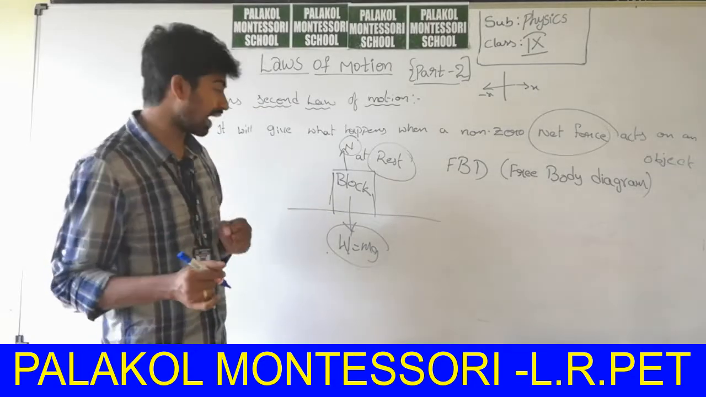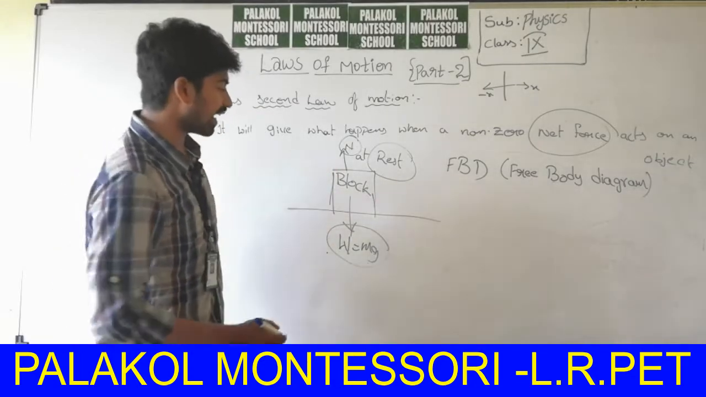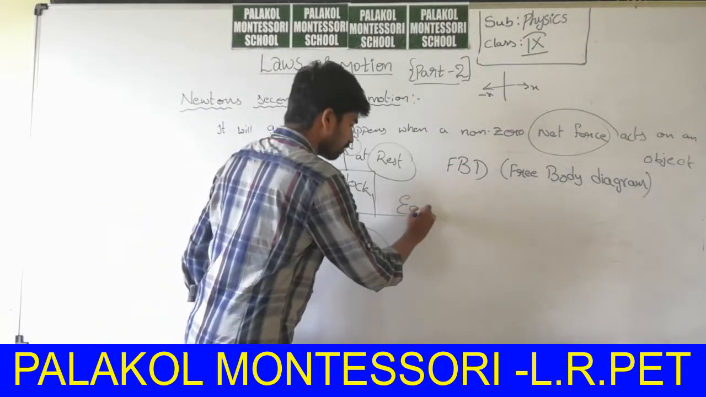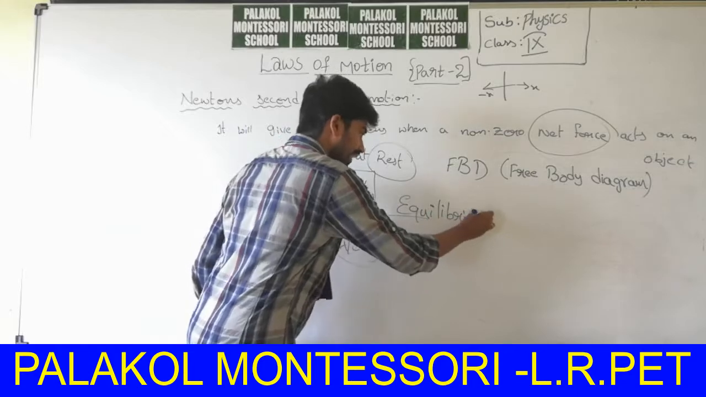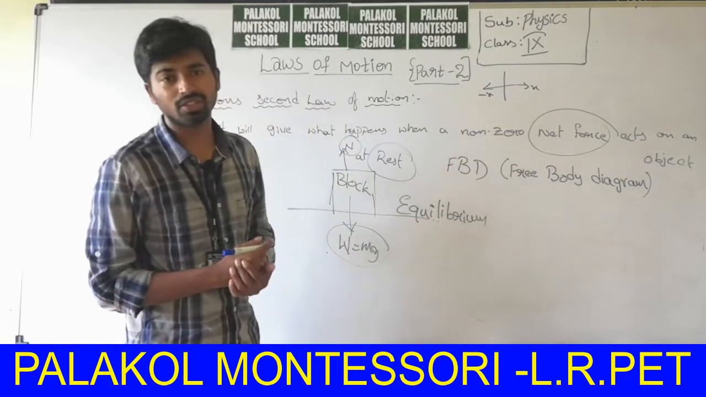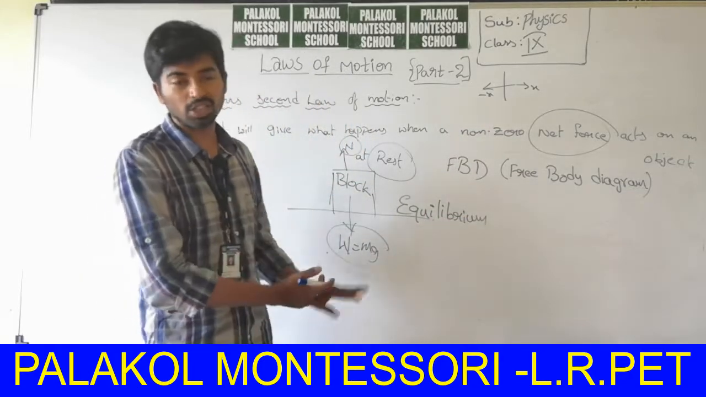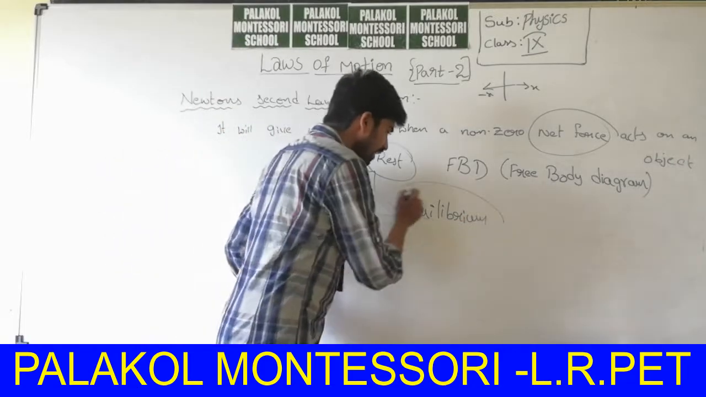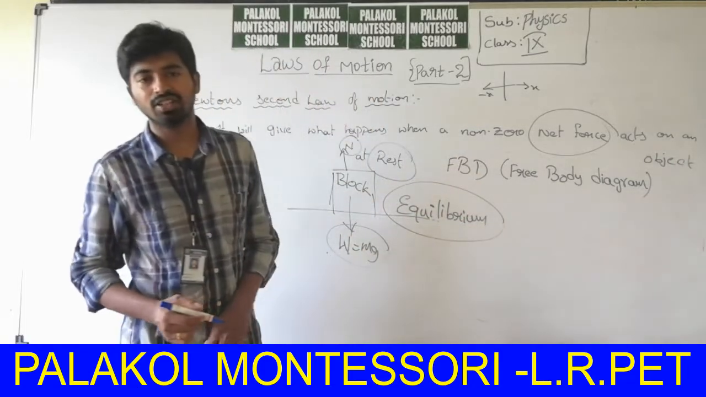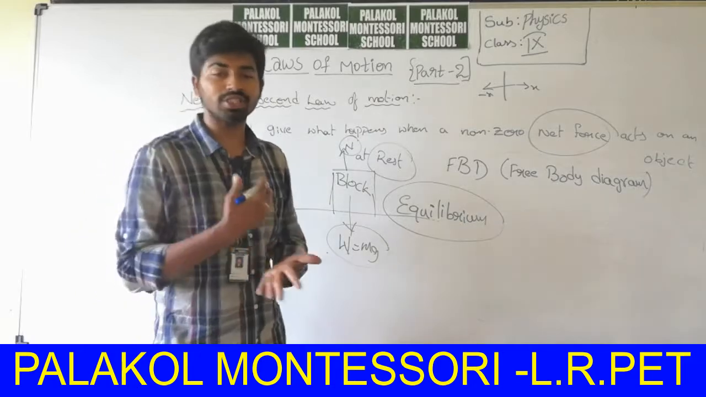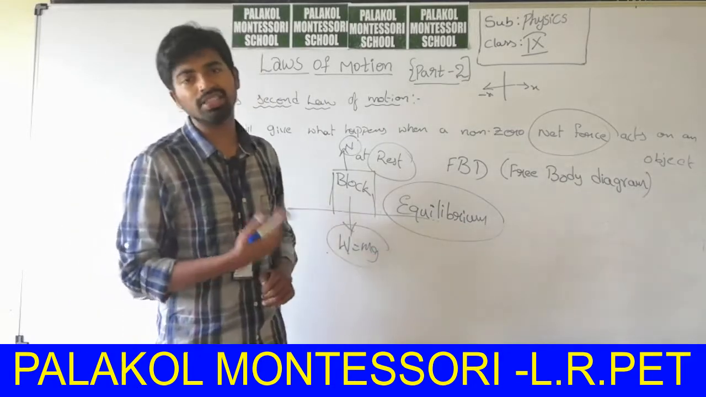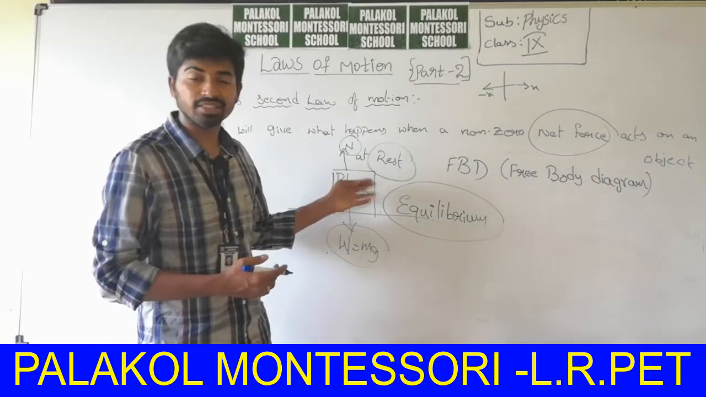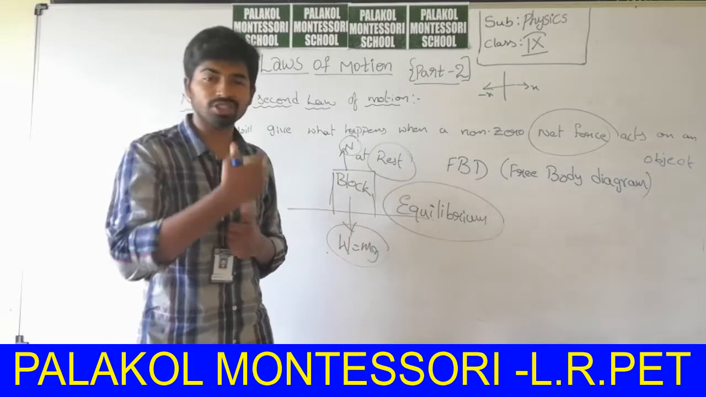If the forces are balanced, we call this state the equilibrium state. This is at the equilibrium state. All the forces are balanced on this object, that is why we call it the equilibrium state. The equilibrium state is when all the forces acting on the object are balanced. This is at rest, forces are acting on it, but all the forces are balanced.